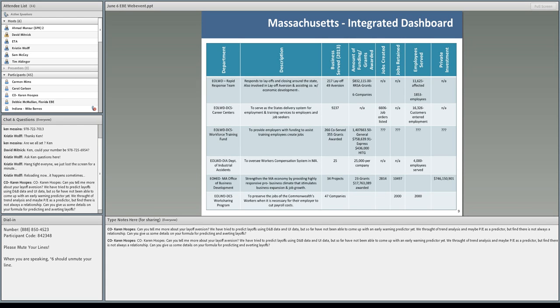Let's see. So what are you using to collect data? Is it spreadsheets or any particular system that you would want to share? It's just really the Excel spreadsheet.